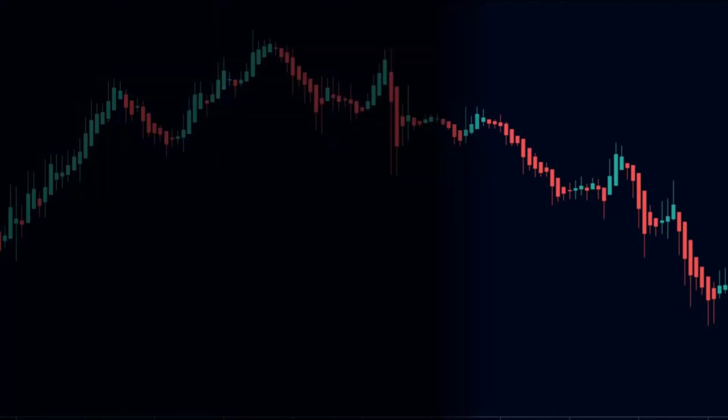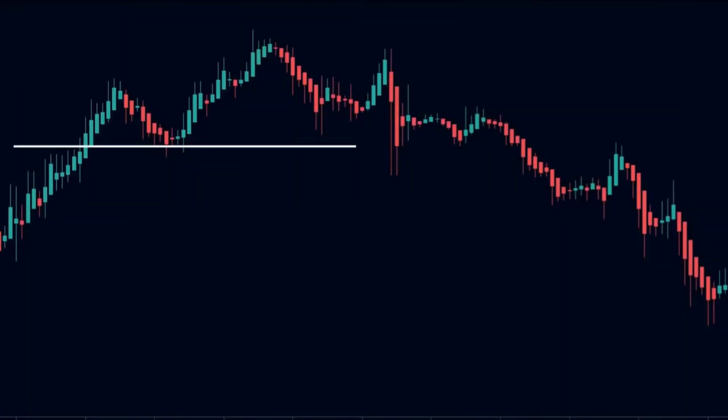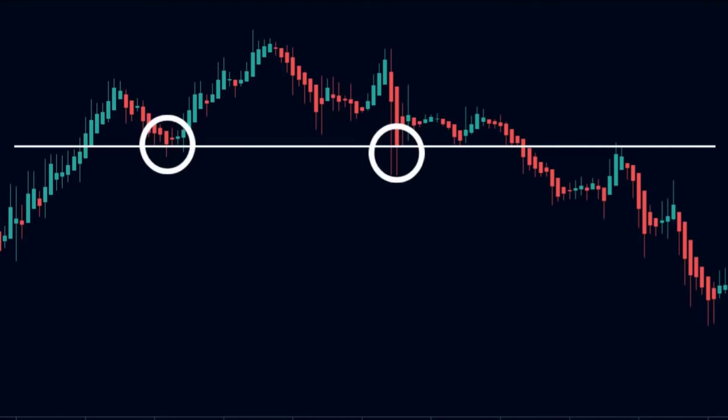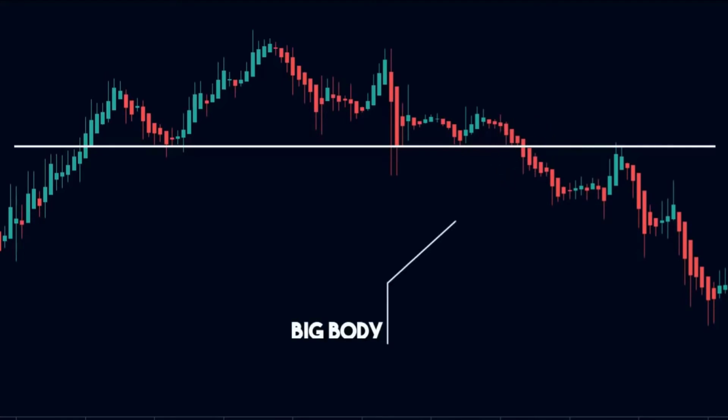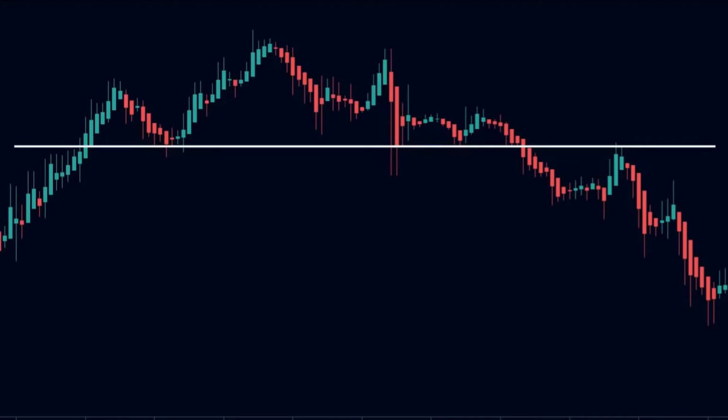So first, we want to identify the area of support and resistance. Here we can see that the price has found support twice. When the price approaches this level the third time, we want to pay attention. As we can see, the price breaks below the support level. If we look closely, we can see that the two candles after the breakout have big bodies and no upper wicks. This gives us a strong signal that the breakout could be successful, and the price might sell very rapidly.